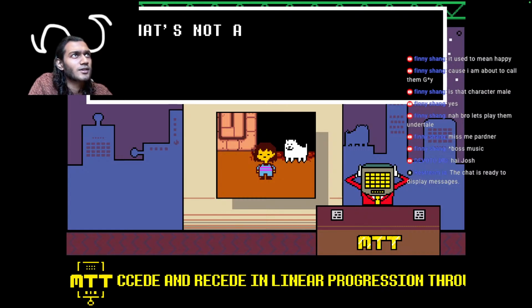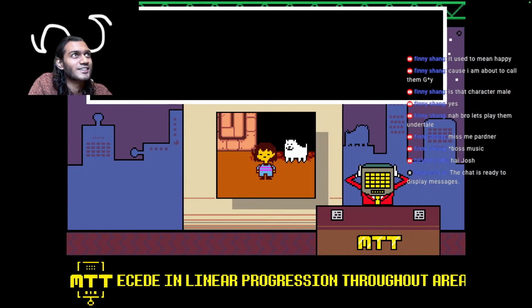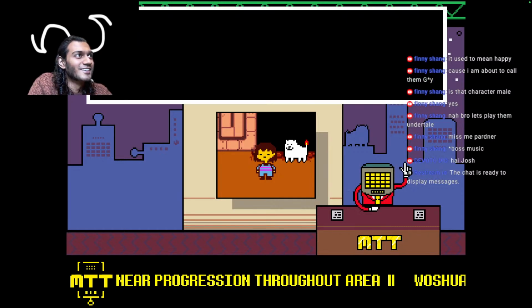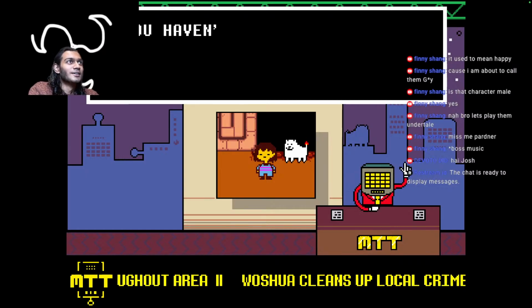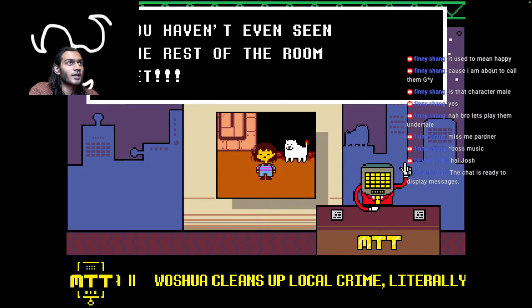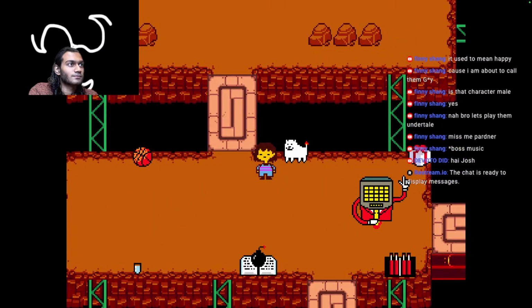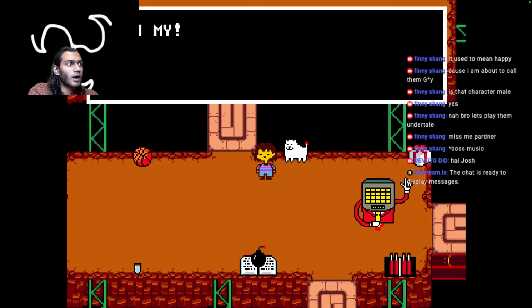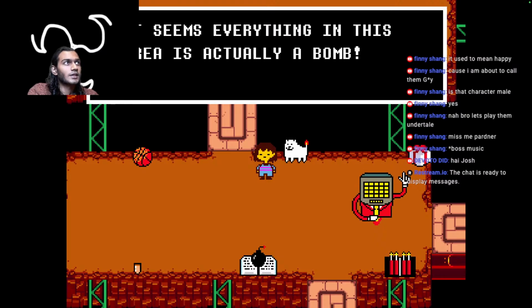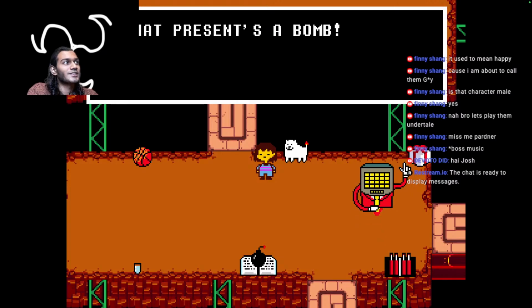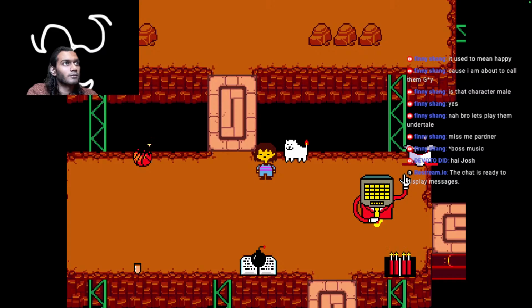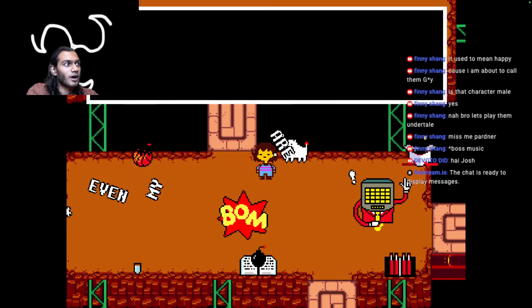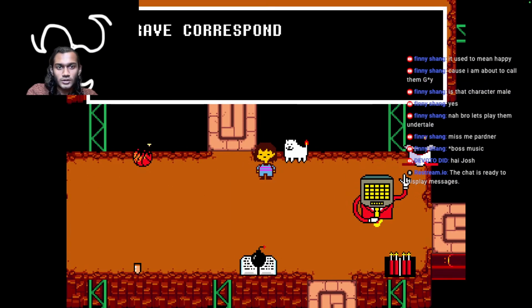Wait a second. That's not a tail. That's a fuse. Oh no! That dog, it's a bomb! You haven't even seen the rest of the room yet. Oh my. It seems everything in this area is actually a bomb. That present is a bomb. Okay, so I should run, right? That basketball's a bomb. Okay, even my words are bomb. Okay, let me just run out.